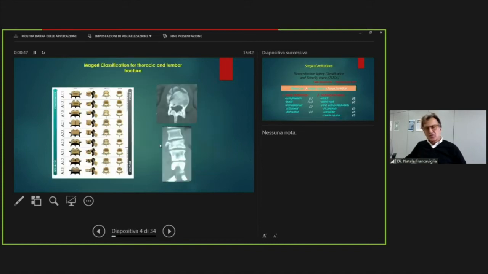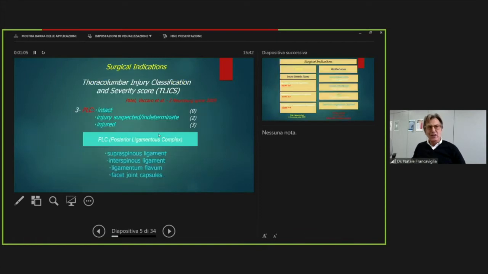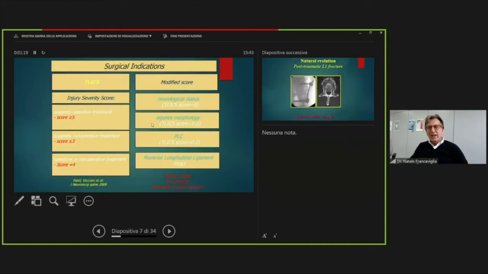So this is the classification, but in 2009, Vaccaro published a new classification, and they introduced three major injury characteristics: the injury morphology, the neurological status, and a new element, the posterior ligamentous complex, which is a very important factor in decision making. So they made this surgical score.